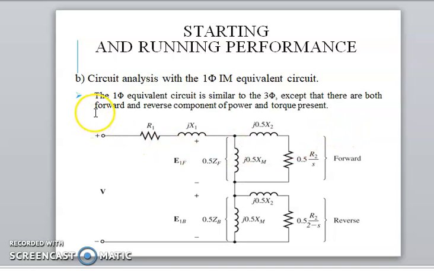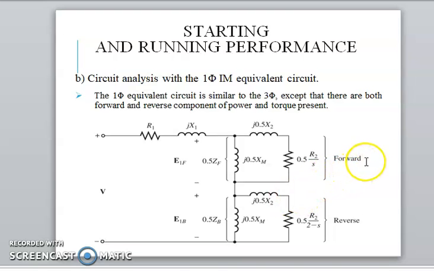It was stated that the single phase equivalent circuit is similar to the three phase, except that both the forward and reverse components of power and torque are indicated in the circuit. So we separate the rotor parts into forward and reverse.